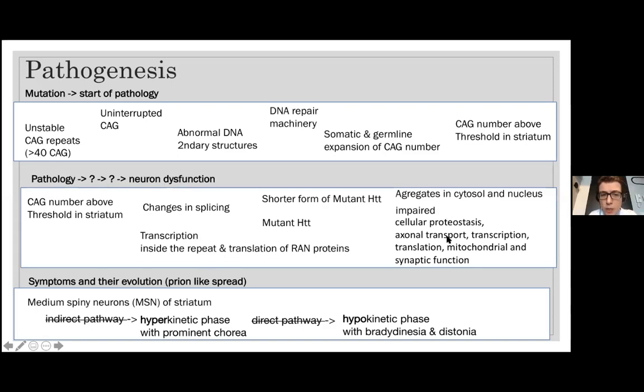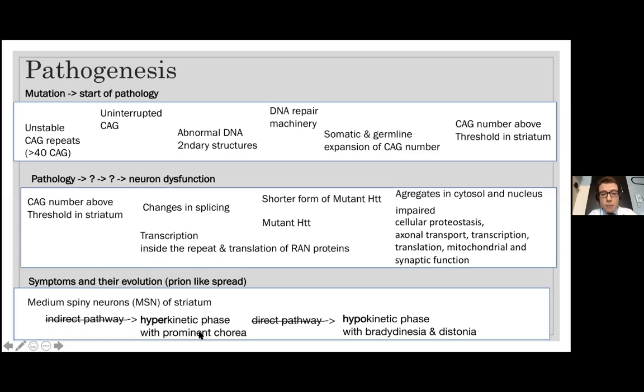So once we get neuron dysfunction, how does that lead to symptoms? Okay, so as I mentioned, the CAG expands particularly in some tissues, namely in medium spiny neurons of the striatum. And it starts with the indirect pathway. And when this pathway is impaired, then you get a hyperkinetic phase with preeminent chorea.